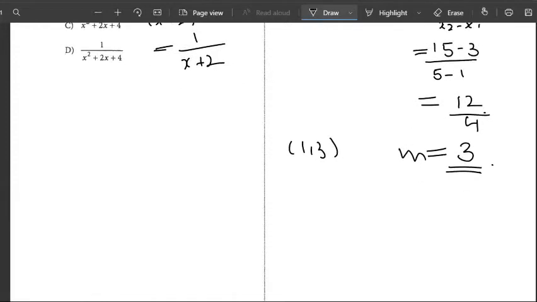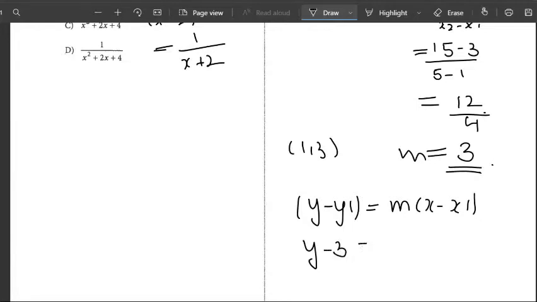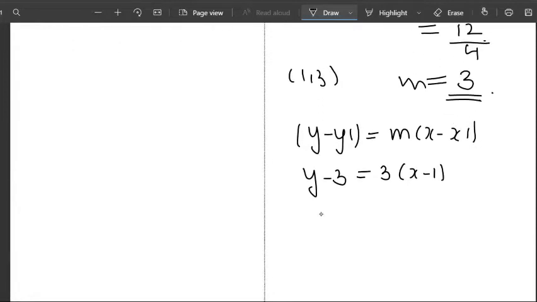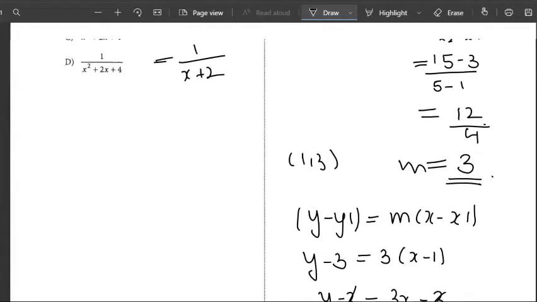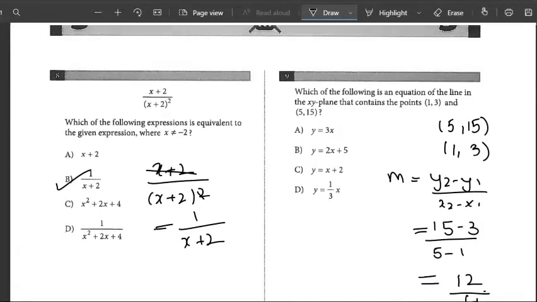So to find the equation of the line, you can use the formula y minus y1 is equal to m into (x minus x1). So y minus 3 is equal to 3 into (x minus 1). y minus 3 is equal to 3x minus 3. This can get cancelled. So y is equal to 3x. Now let's check which option is equal to y is equal to 3x. A. So 9 is A.